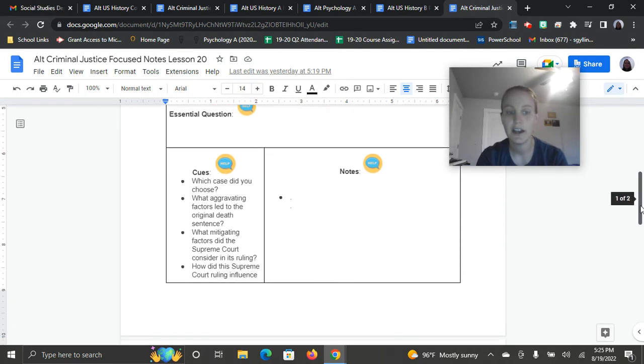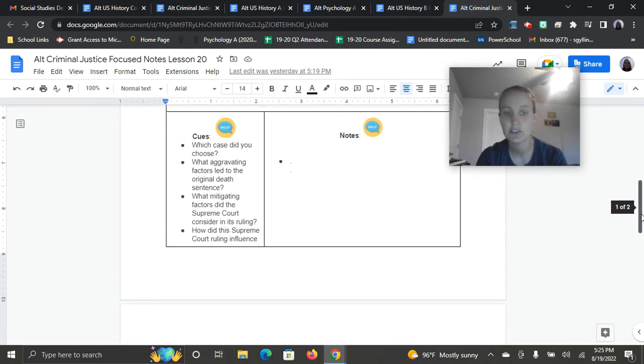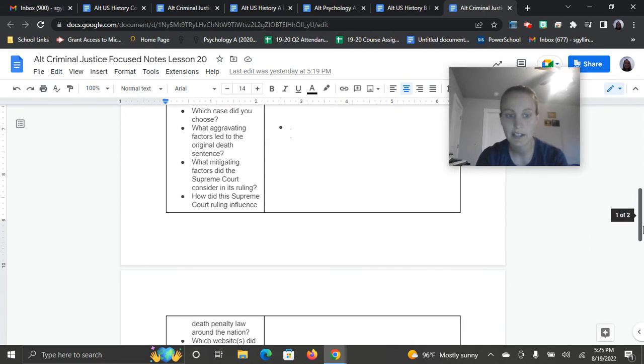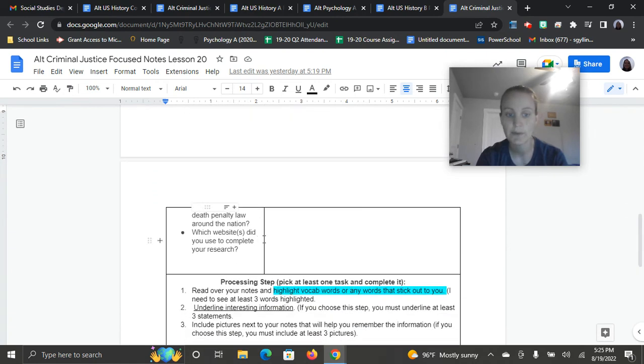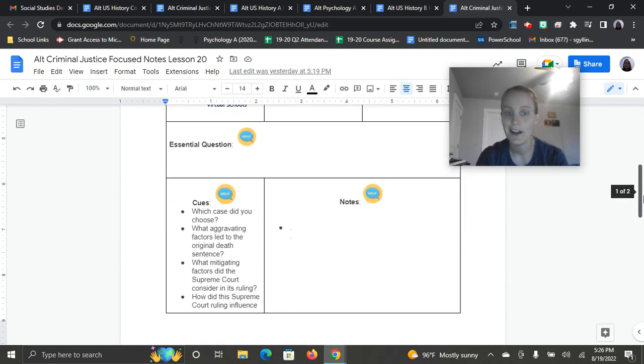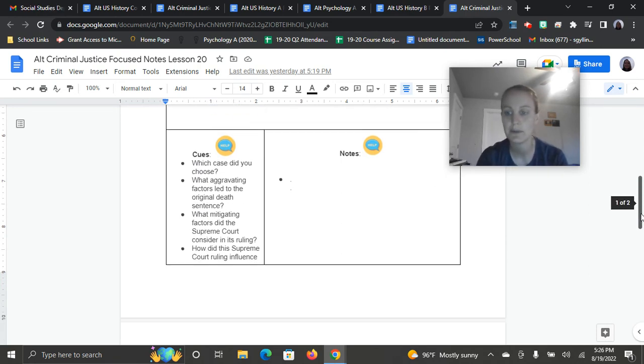Here's your cues on the left side. Which case did you choose? Let me know what case you chose. Put that here. What aggravating factors led to the original death sentence? What mitigating factors did the Supreme Court consider in its ruling? How did the Supreme Court ruling influence death penalty law around the nation? And which websites did you use to complete your research? You'll put that over here. So use your researching skills to figure out the answer to these questions. Make sure to give me the websites.